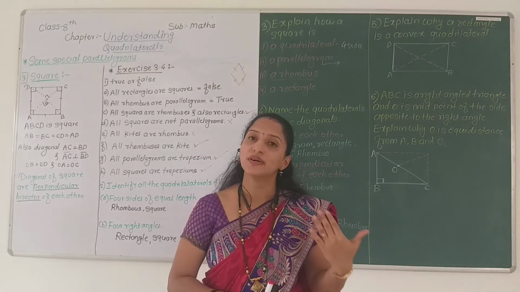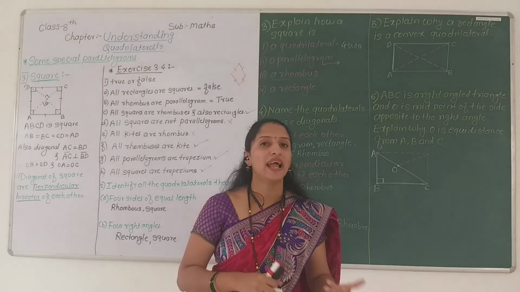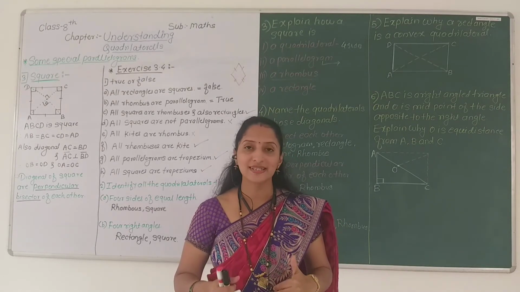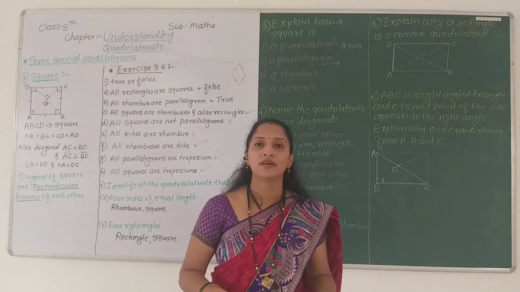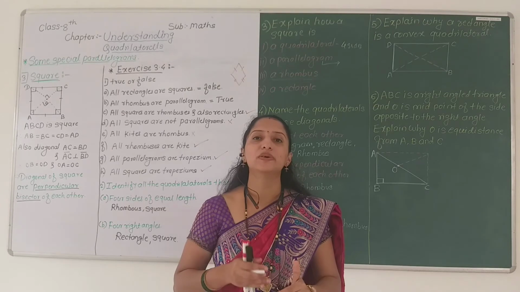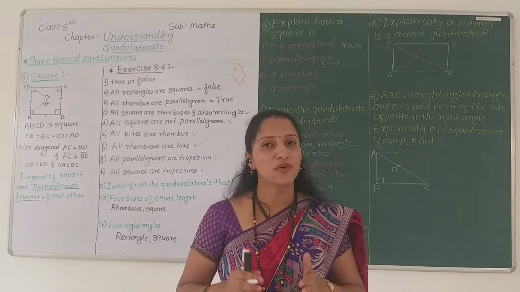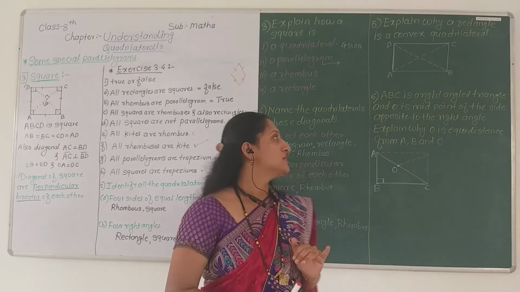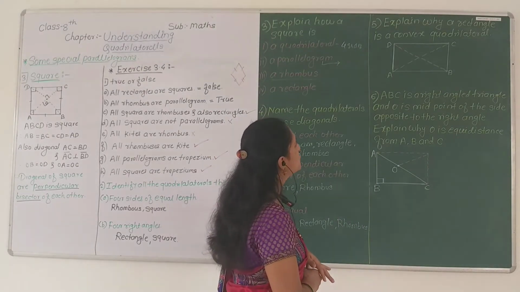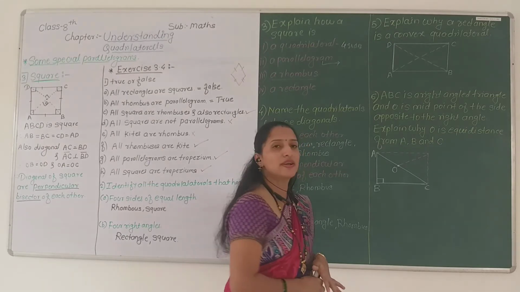So students, you remember that we have learned convex polygon and concave polygon. Convex polygon means what? All the diagonals of that polygon lie only in the interior part. These polygons are called convex polygons. So here we have to explain why a rectangle is a convex quadrilateral.